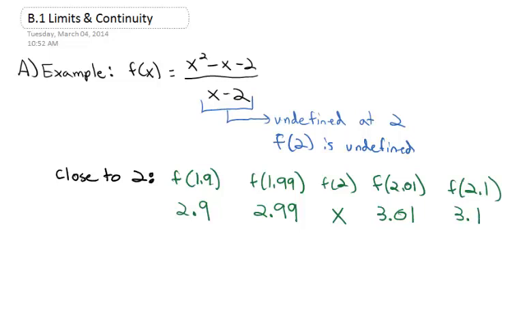Now, what's interesting is this value in the middle that is undefined. It seems like when we come in from the left side, we're getting closer and closer to the number 3. When we come in from the right side, 3.1, 3.01, we are also getting closer and closer to the number 3.